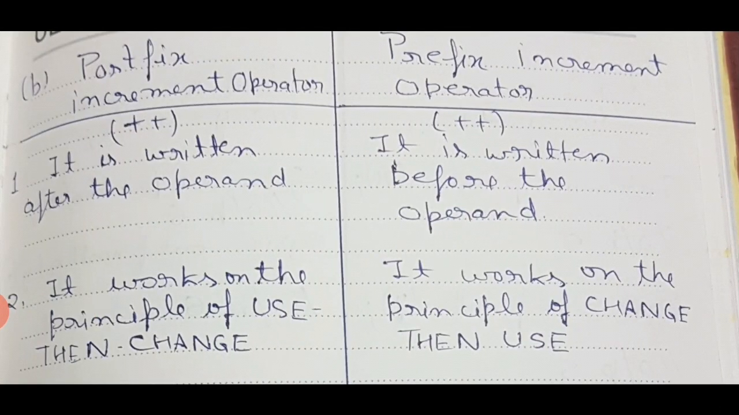Then here we have the postfix increment operator and the prefix increment operator. So post means after, pre means before. So the postfix increment operator is plus plus, and the prefix increment operator is also plus plus, though both are increment, but it's the difference of location. Okay. Postfix, first difference, it is written after the operand, post means after, and prefix is written before the operand.